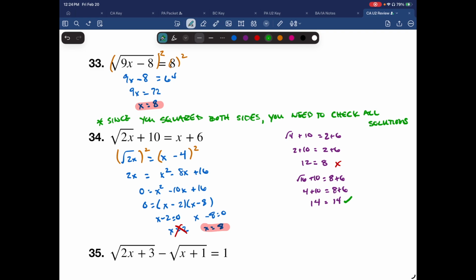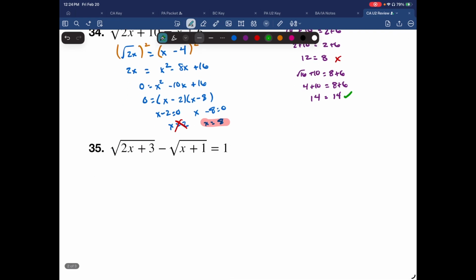Okay, on 35, I need to move one of these radicals. So let's move the one that's negative. So I got square root of 2x plus 3 equals square root of x plus 1, plus 1. And now I'll square both sides. And that second side is now a binomial. So this is going to be 2x plus 3 equals x plus 1 plus 2 square root of x plus 1, plus 1.